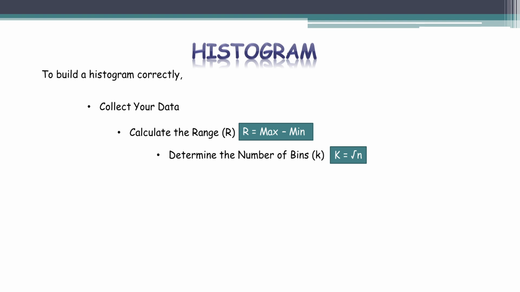K is equal to square root of n, where n is the total number of data points. We have 100 data, so n is equal to 100. So K is equal to root of 100 is 10 bins. Now we have 10 bins.